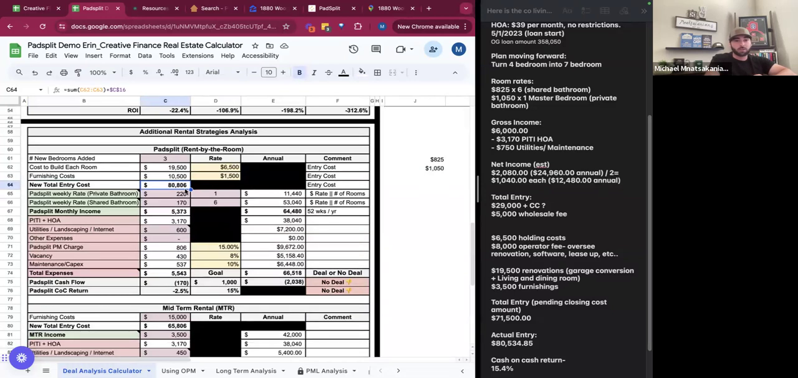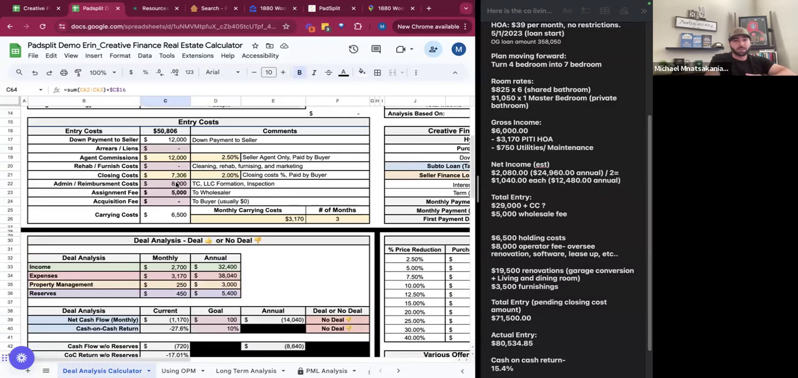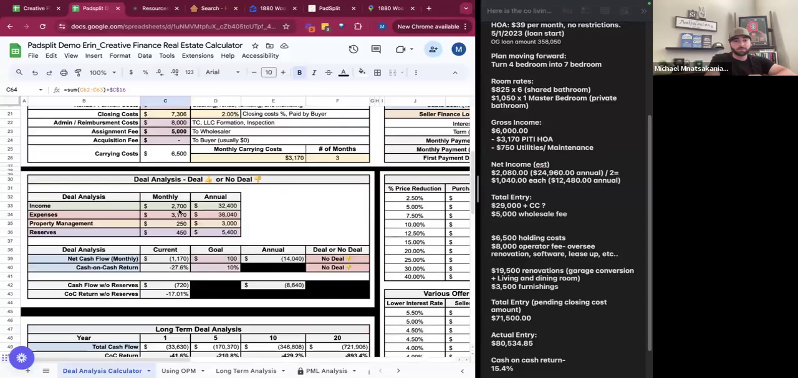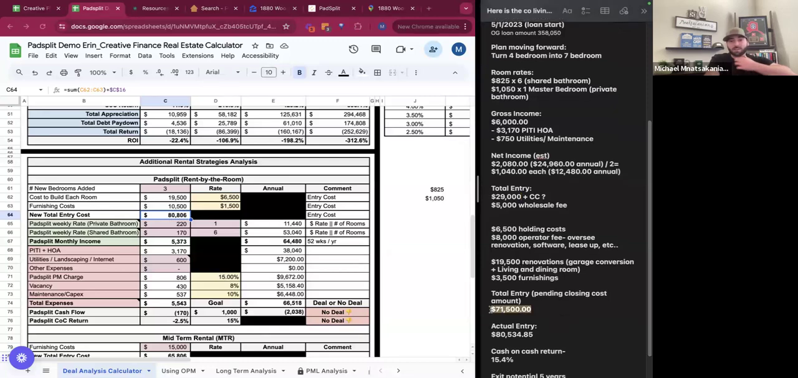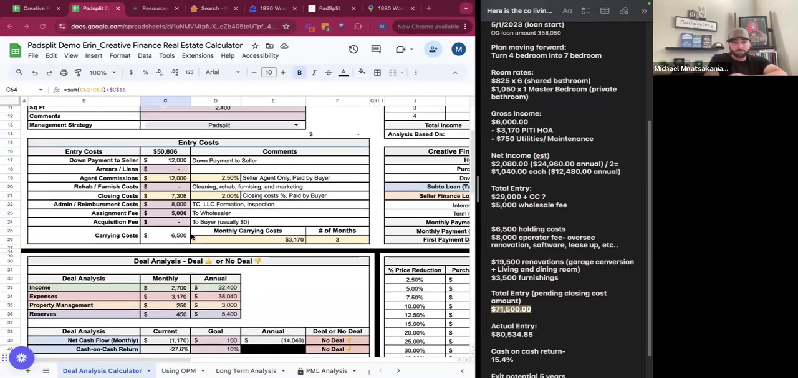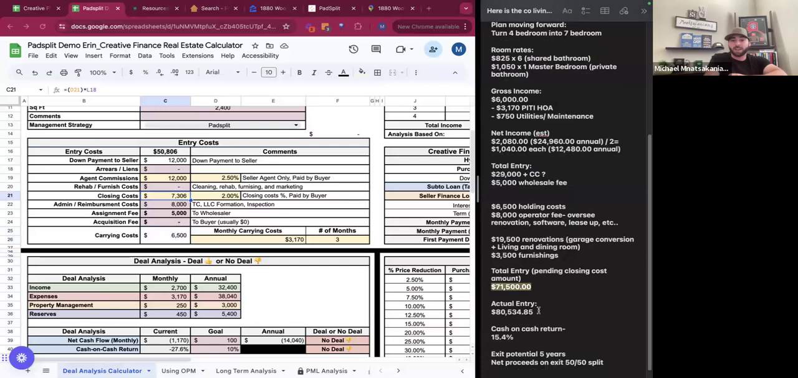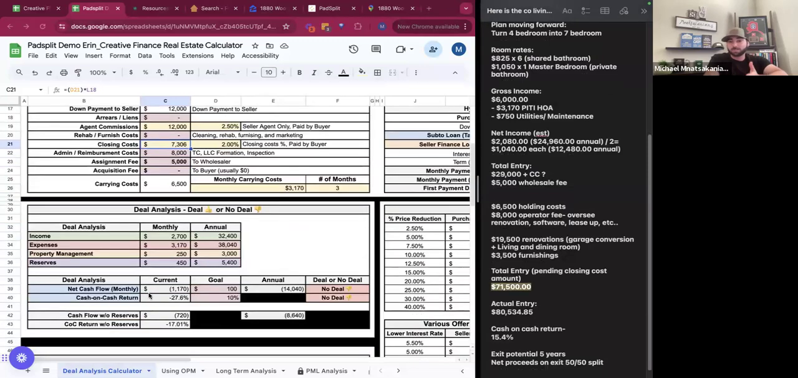All right, so the total new entry cost, right? It's gonna take this entry cost you have listed here, and then it's gonna add your new cost to build the rooms and your furnishing costs, and that's your total new entry cost, $80,000. So they say 71,500, the main difference being the couple grand that went to furnishing costs. Let's see what else is different. Oh, and they didn't have your closing costs. So I don't know why they wouldn't account for closing costs. So actual entry 80,000 when you account for closing costs.